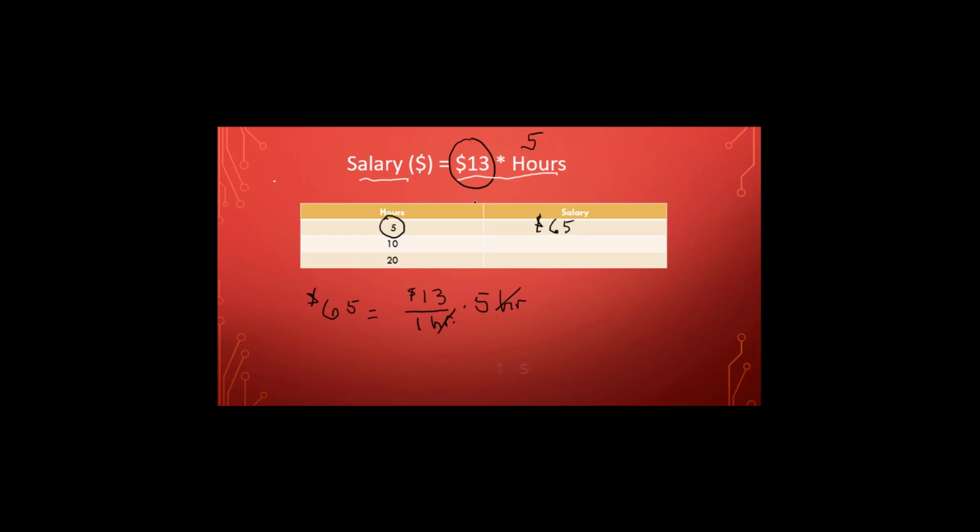And that's the key to K. K is a ratio, and the ratio has units associated with it so that the equation will work properly. So if I put 10 hours in, I'm just swapping this for 10. The hours still cancel and I get $130. And if I put 20 in, again, the hours just cancel and I get $260.